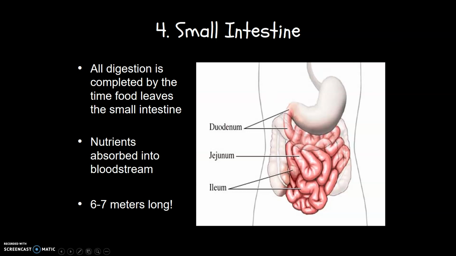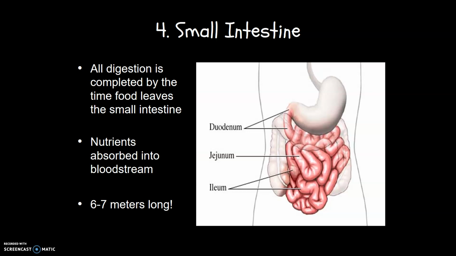After leaving the stomach, the food goes into the small intestines. Now, this is a long, narrow, coiled tube extending from the stomach to the large intestine. By the time your food reaches the end of the small intestine, all digestion is completed. So it's the primary organ where digestion takes place. And nutrients are absorbed into the bloodstream. You might be surprised to know that the small intestine is about 6 to 7 meters long when it's laid end to end.